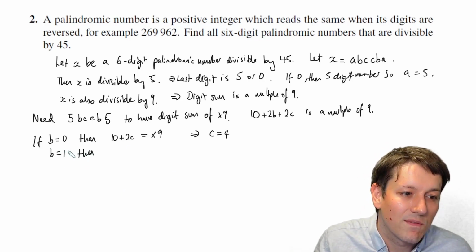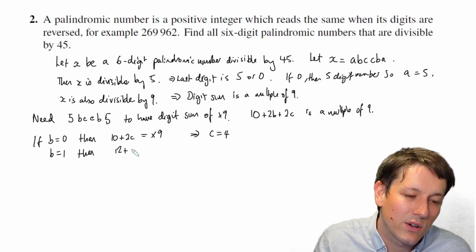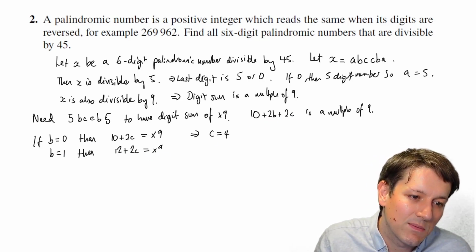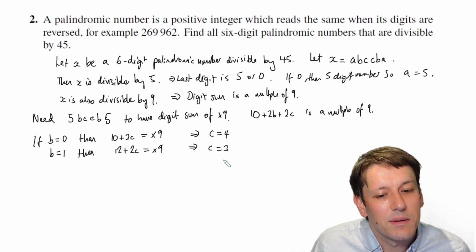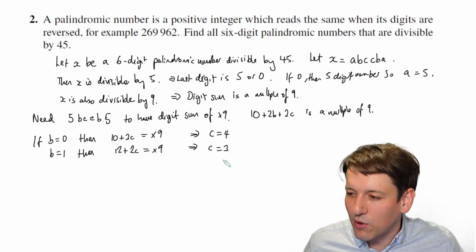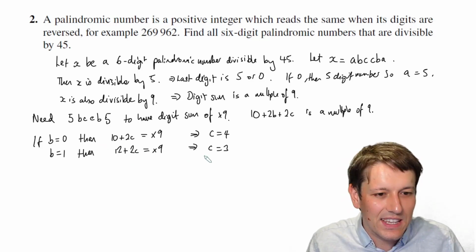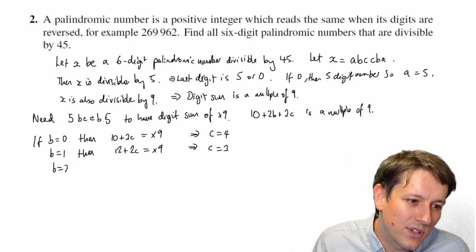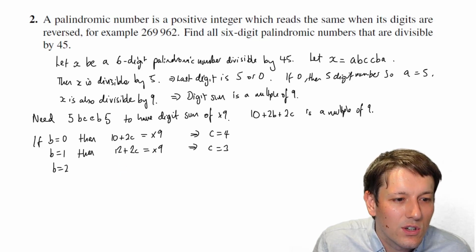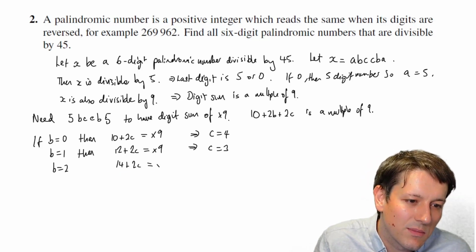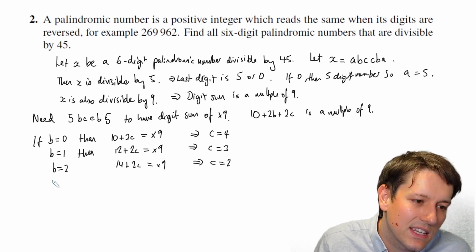So if b is 1, then this statement is actually 10 plus 2b, so I've now got 12 plus 2c needs to be a multiple of 9, and I can only do that by making c equal 3. I'm not going to go through that full logic every single time, but again, 12 plus 6 is 18, and there are no other options. And if we keep doing this, if b is 2, then I've got 14 plus 2c is a multiple of 9, and then c is 2, and that gets me to 18 again.